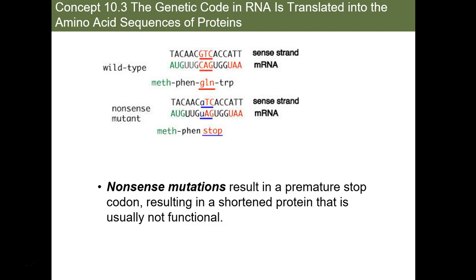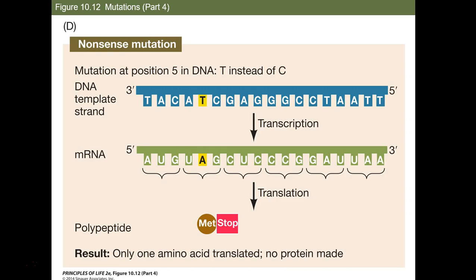A nonsense mutation results in a premature stop codon, which results in a shortened protein that is usually not functional. Here's our same DNA molecule from before, but a codon is changed to a stop codon, resulting in a small polypeptide chain, thus making this a nonsense mutation.